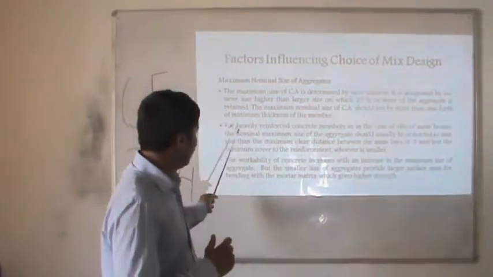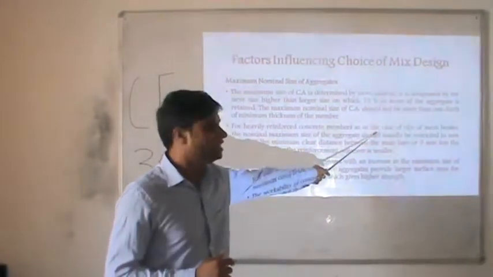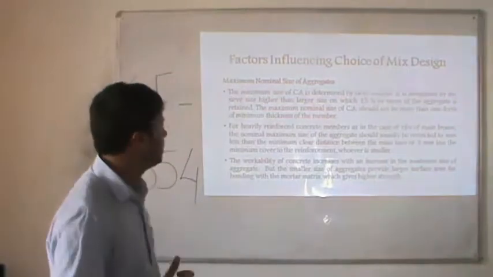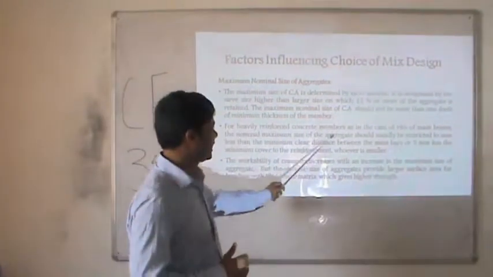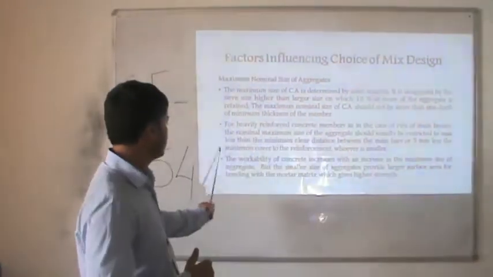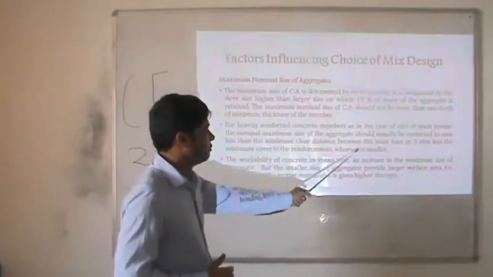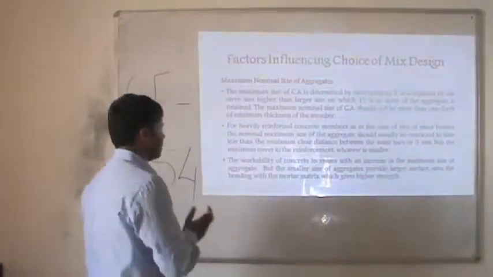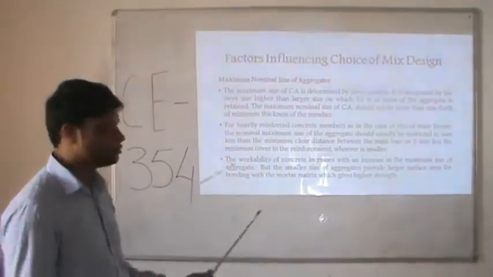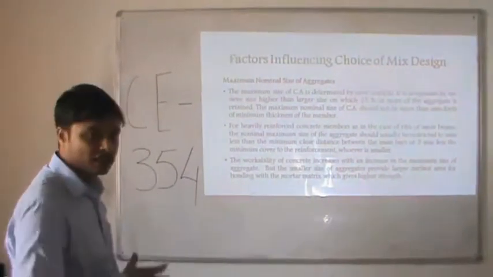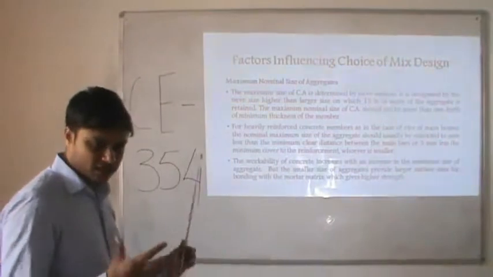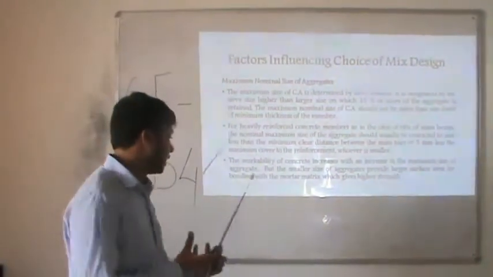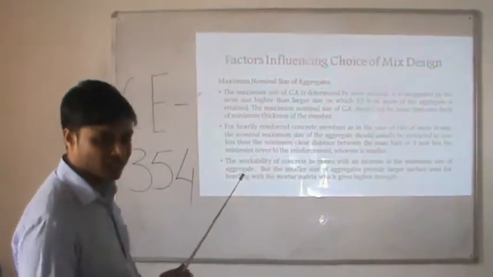And for heavily reinforced concrete members, as in the case of ribs of a main beam, the nominal maximum size of the aggregate should usually be restricted to some less than the minimum clear distance between the main bars, or 5 mm less than the minimum cover to the reinforcement, whichever is smaller. This is how we can ascertain the size of the aggregate.